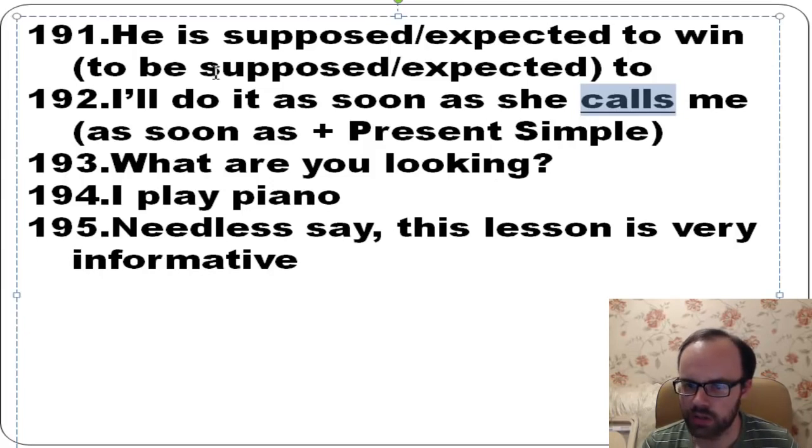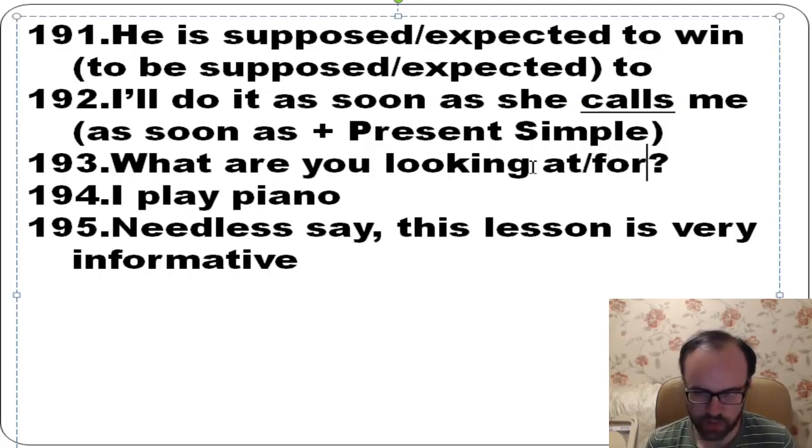What are you looking? Yeah, but we usually use look with prepositions. So what are you looking at? Or what are you looking for? Maybe you lost your keys, or he lost his keys, and I can ask him, what are you looking for? Yeah, we put it in the end. What are you looking at? What are you looking for?